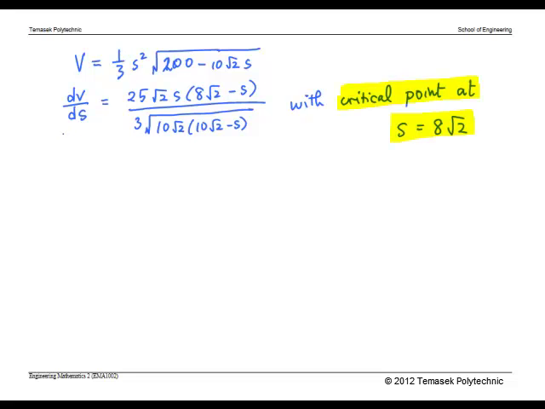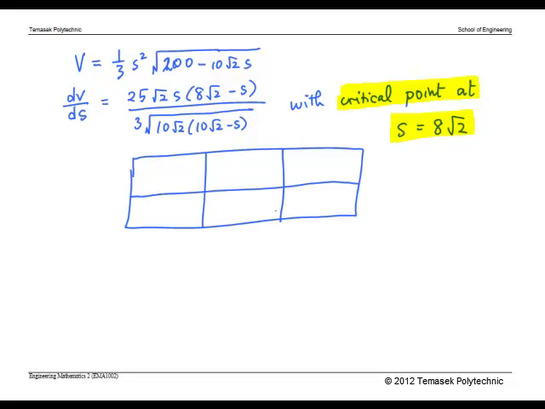At this point, we can either use the second derivative test by taking the second derivative of V using quotient rule and check the sign when S equals 8 square root 2. Alternatively, an easier method is to use the first derivative test. To do this, we draw a table and consider the first derivative when S is greater than 8 square root 2 but less than 10 square root 2, and less than 8 square root 2 but greater than 0.